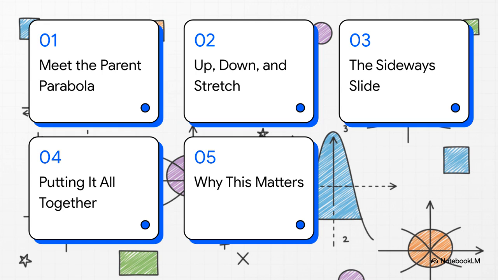First, we'll meet the original, the parent parabola. Then, we'll learn how to move it up, down, and stretch it out. After that, we'll tackle the tricky sideways slide. Then we'll combine it all into one master blueprint. And finally, we'll see why this whole thing is such a powerful and important idea.